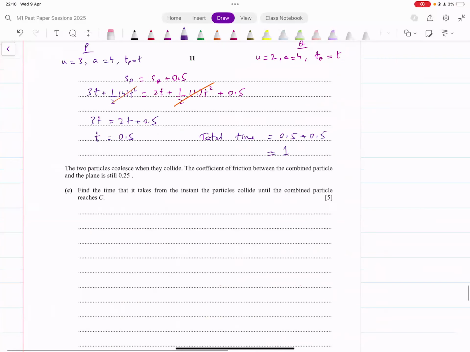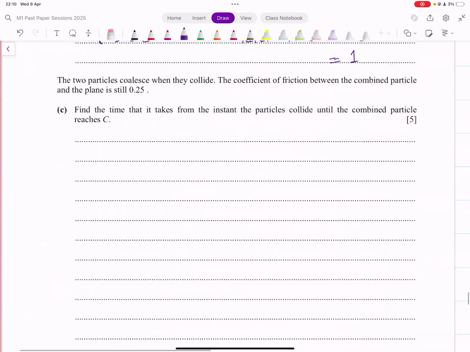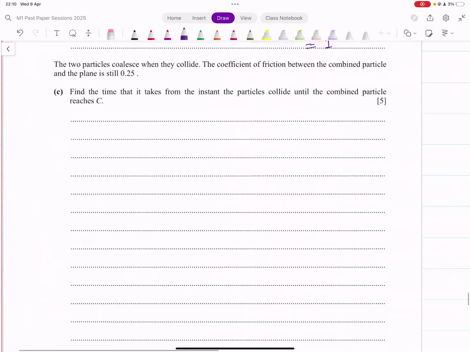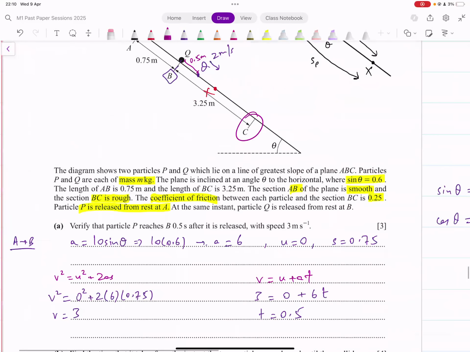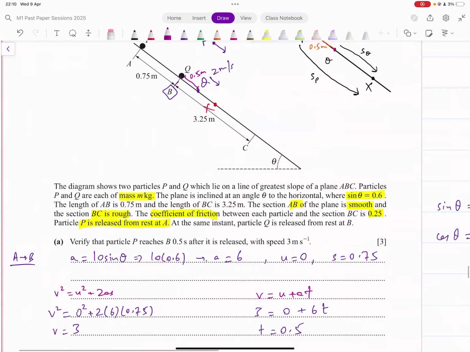Okay, let's move on to the next one, last part. Do particles coalesce? Two particles merge together, they combine and become one single object when they collide. The coefficient of friction between the combined particle and the plane is still 0.25. Find the time that it takes from the instant the particles collide until the combined particle reaches C. How do we think about this now? C is this point here. The collision is happening at the point X.